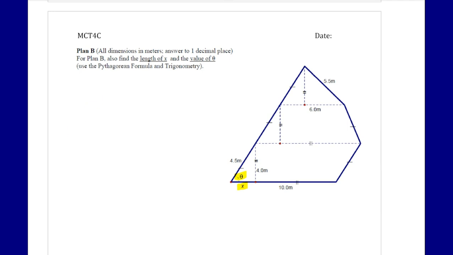So I'm going to just draw my triangle really briefly, the one that we want. 4 meters, 4.5 meters. It is going to be a right triangle. We're looking for theta and X. So theta, we're going to have to use our trig. Based off of theta, we know our opposite and our hypotenuse, right? SOH CAH TOA. So we're using sine theta equals opposite over hypotenuse, or 4 over 4.5. Theta is going to equal the inverse of sine of 4 over 4.5. And we get an angle of 62.7 degrees.